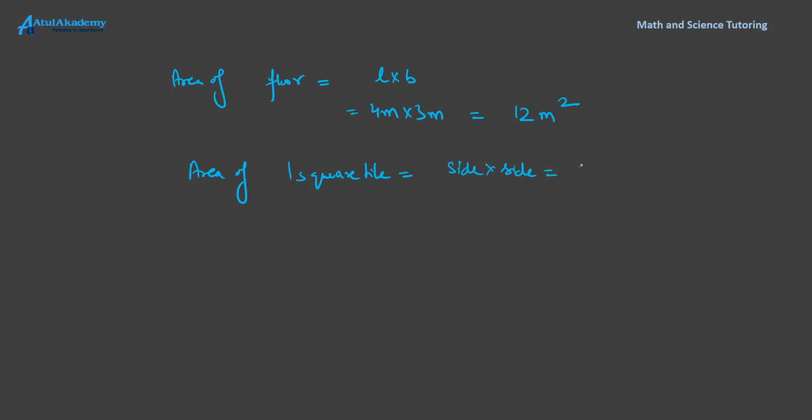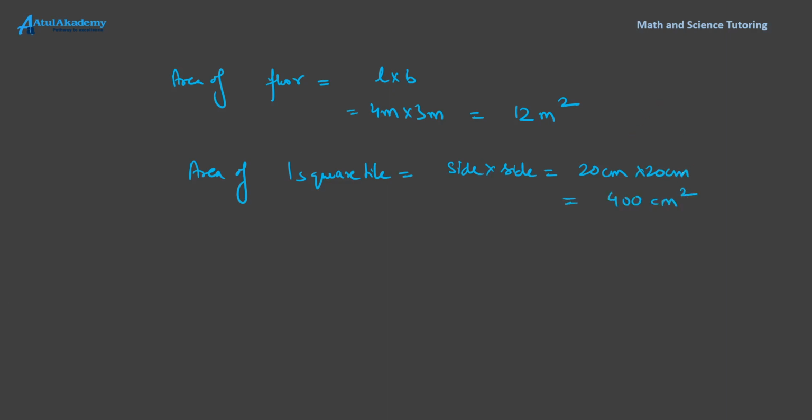Now let me go to the previous question again, where you find area of floor. You say it is L into B. So it was 4 meter into 3 meter, 12 meter square. Okay. Then area of 1 square tile. It will be side into side because it's a square tile, and it was 20 centimeter into 20 centimeter, which comes out to be 400 centimeter square.